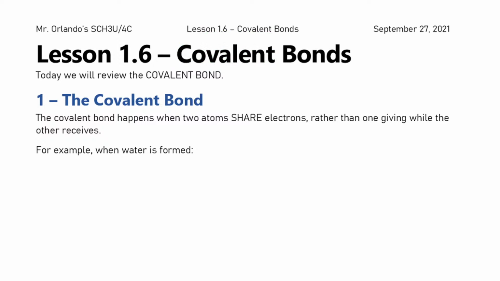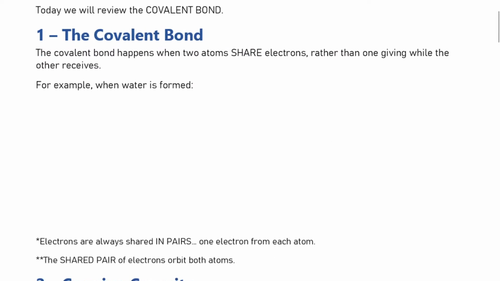So the covalent bond happens when atoms share electrons rather than one giving while the other receives. And the classic example of this is the formation of water, one of the simplest covalent compounds. We know, everybody knows, that water has a chemical formula of H2O, 2 hydrogens for 1 oxygen. And so we can imagine what that looks like by drawing it here.